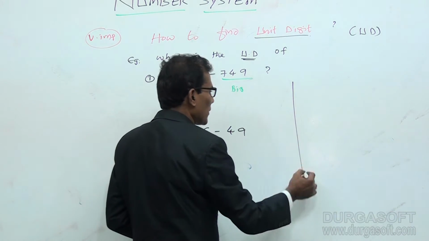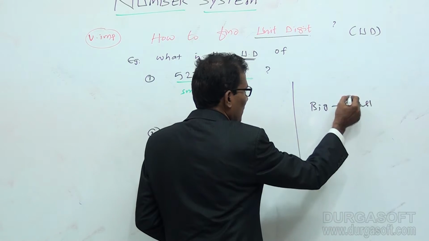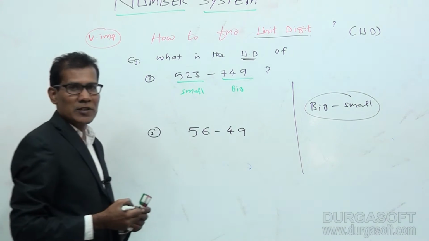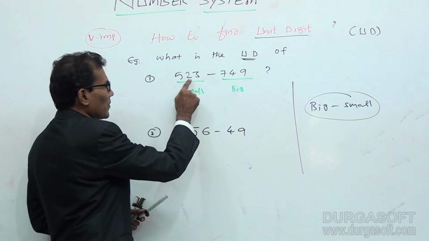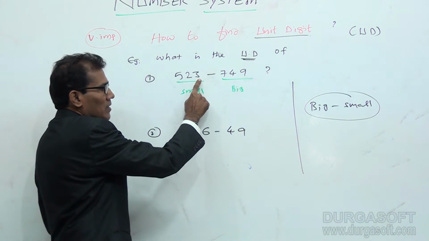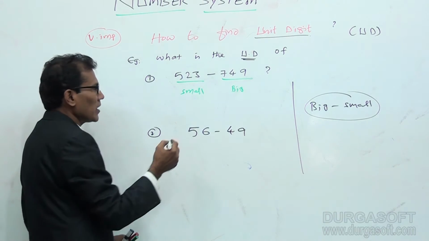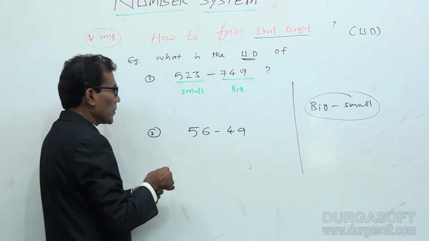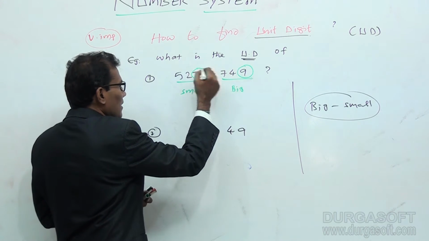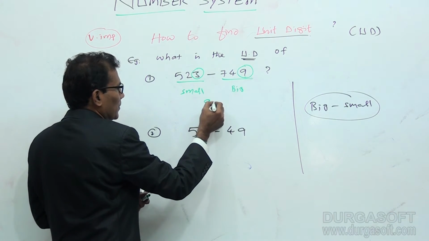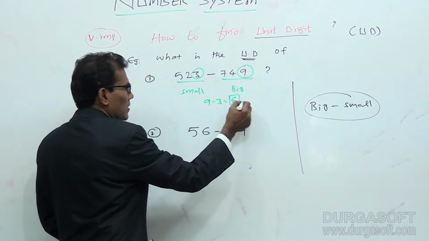So subtraction is performed always big number minus small number, whatever the final sign. Here the subtraction is performed big minus small always. Here the big number is 749, the small number is 523. So the subtraction is done big minus small, meaning this minus this we have to do. Focus only on the unit digit. Here in the big number the unit digit is 9 and in the small number the unit digit is 3. So 9 minus 3 we perform, which is equal to 6. So 6 is your answer, the unit digit.